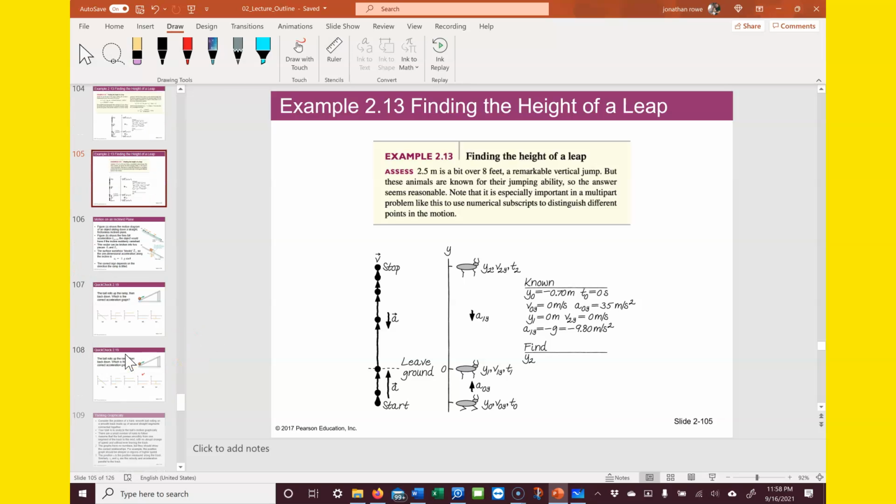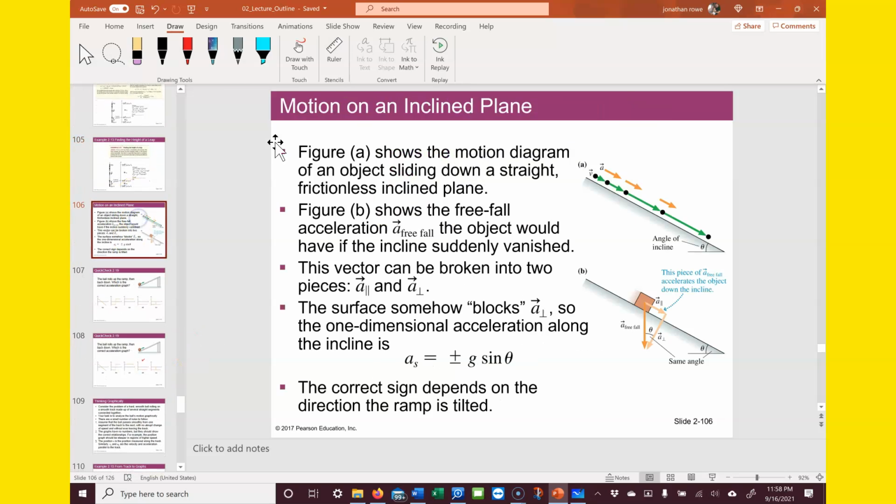Alright. Motion on an inclined plane. Figure A shows the motion diagram of an object sliding down a straight, frictionless inclined plane. Figure B shows the free fall acceleration the object would have if the incline suddenly vanished. This vector can be broken into two pieces. This symbol means parallel. This symbol means perpendicular. They stand for these two components.